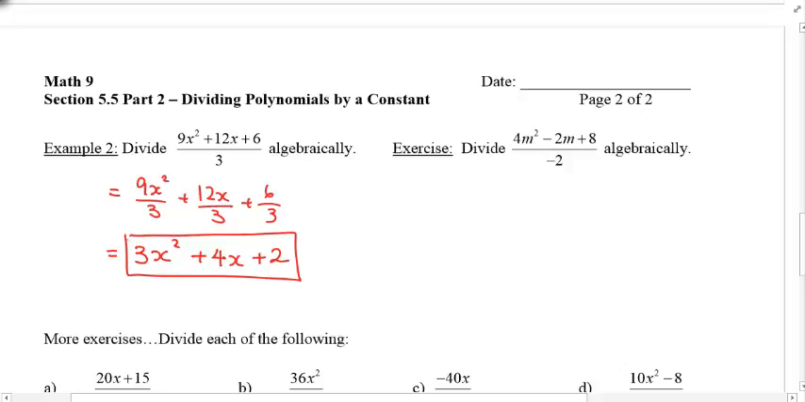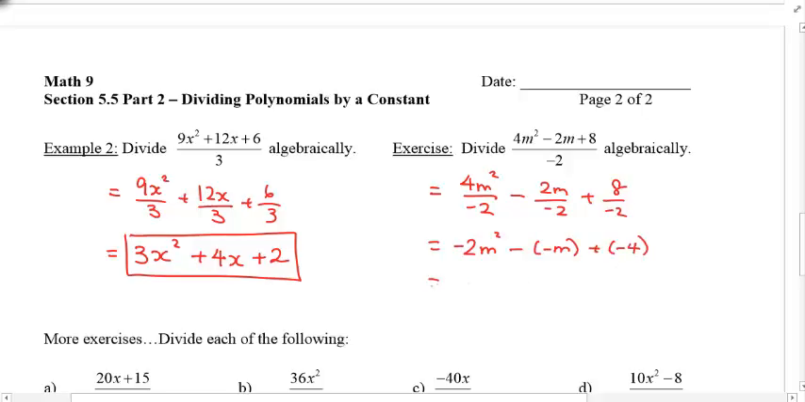Here's an exercise. You try this yourself. Same idea. Take 4m squared divided by negative 2, 2m divided by negative 2, 8 divided by negative 2. 4 divided by negative 2, that's negative 2m squared. Here's an interesting part. Negative 2m divided by negative 2 is just negative m. And then 8 divided by 2 is just 4. So to write this a little bit nicer, negative 2m squared. The negative and negative becomes a positive, and then the positive and negative just becomes negative. There you go. That's it.